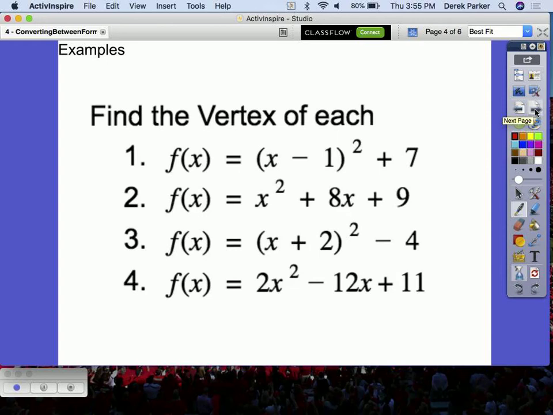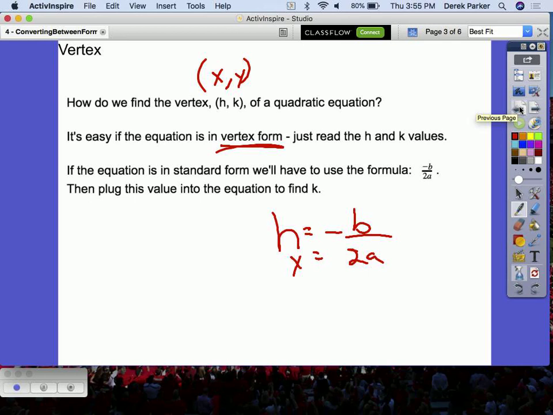Number 1, find the vertex of each. The first one is 1, 7. Now, I would suggest find it just by looking at it. Then plug it into your calculator and check your work until you get used to it. Number 2, x squared plus 8x plus 9. Remember, let's go back a slide. To find that, it's negative b over 2a.